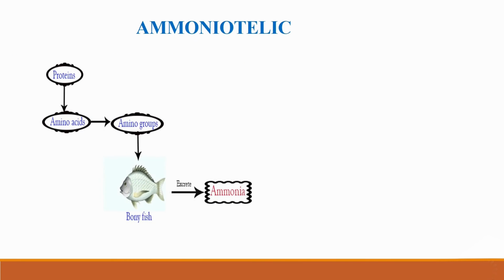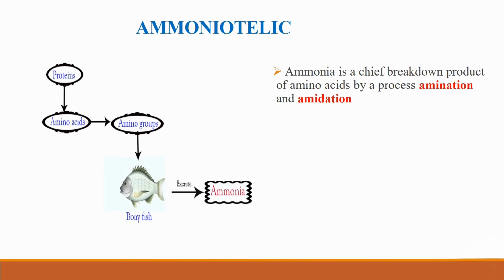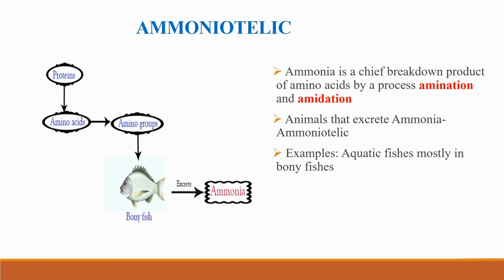Ammonotelic. Ammonia is the chief breakdown product of amino acids, which mostly takes place in the liver and kidney via processes such as amination and amidation. Ammonia is a very toxic substance which requires an immense amount of water to be excreted from the body. Hence, it is the excretory product of animals that live in water like fishes, some reptiles, and few mammals. And thus, these animals that excrete ammonia are called ammonotelic organisms.